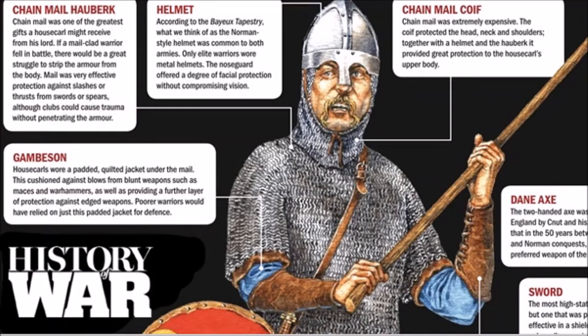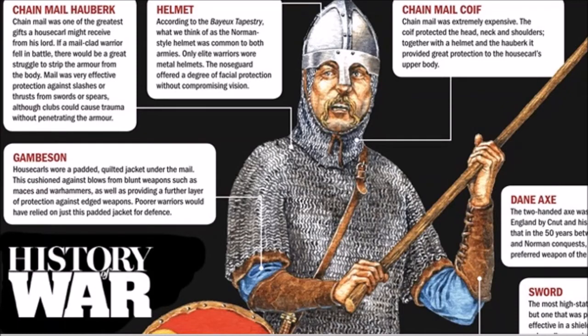You would also have a coif, which is a chain hood. It protects the head, the neck, and the shoulders. Very good protection, but again, adding weight. Helmets made of steel with leather inside. They were conical in shape, so they're quite pointed. Both Normans and English fought with these helmets. It's got a nasal guard, or a nose guard, which protects the face while still allowing the soldier to see.